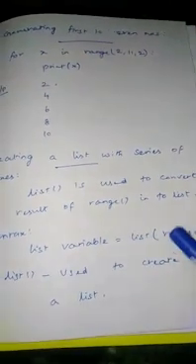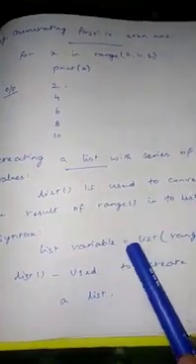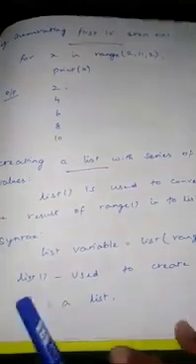Let us see the syntax for this. List variable equal to list of range. Using range, we are generating a series of values. Those values can be converted into a list through the list function. So list variable equal to list, and within the brackets you can give range. What is the use of the list function? It is used to create a list. That's all. Next, let us see some examples.